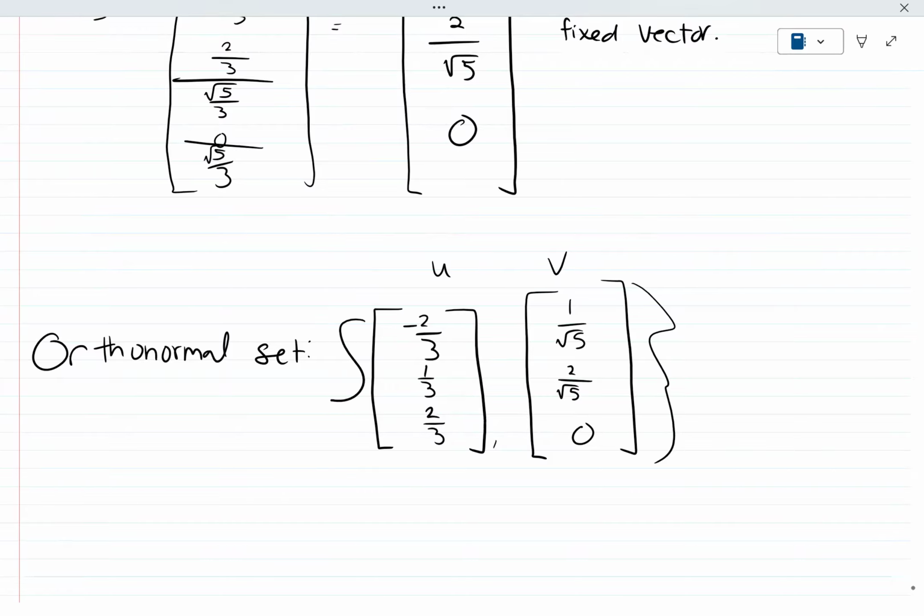Okay, so we went over orthogonal and orthonormal sets, so I'm going to stop right here. The next video should be about orthogonal projection and decomposition. Okay, I'm going to stop here.